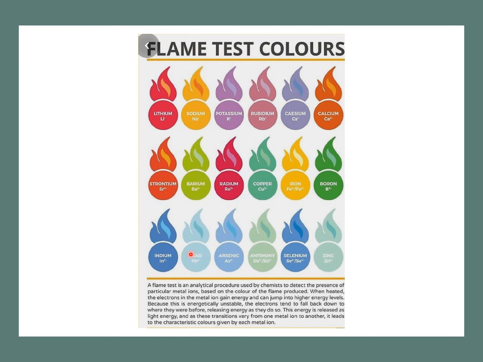So here in this slide, you can see the different colored flames. For example, lithium is dark red in color, sodium is yellow, and potassium is violet. So in this way, different elements have their own characteristic color. Using the flame test color, we are able to identify the element that is emitting the light. So by observing the emitted light, we can identify the element also. In this way, the flame test colors are helpful to identify the element.